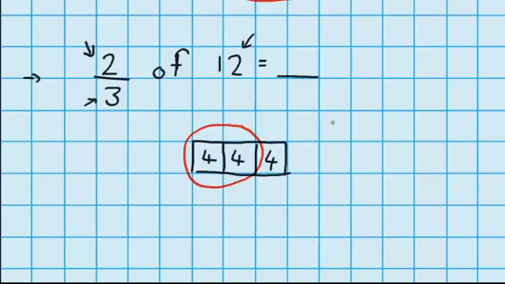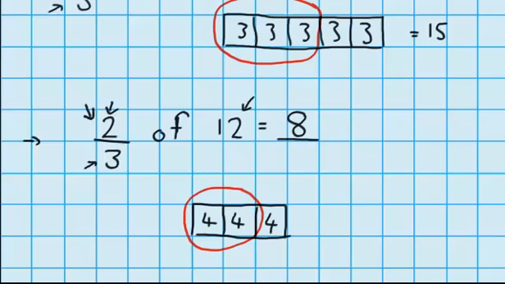So you can see I've shared out all the candles, and I've put 4 candles on each piece of the cake. Now remember, my question said I'm interested in how many candles are on 2 of the pieces, and I've got those 2 pieces circled down here. Well, 4 plus 4 is 8. So 2/3 of 12 is 8. Let's try one more question.